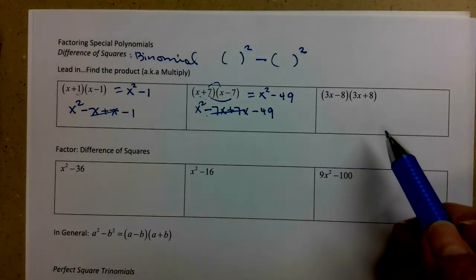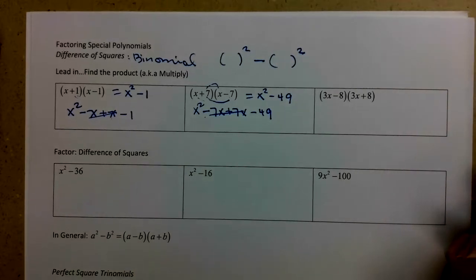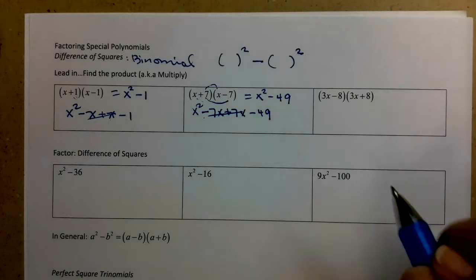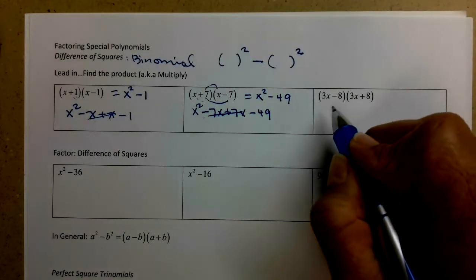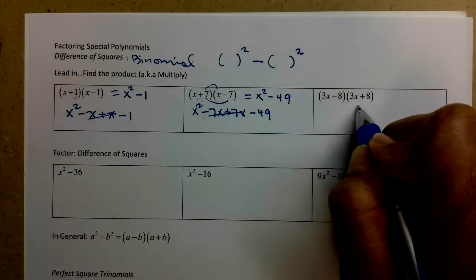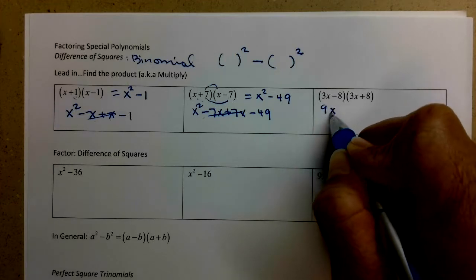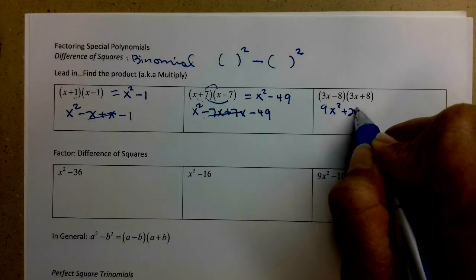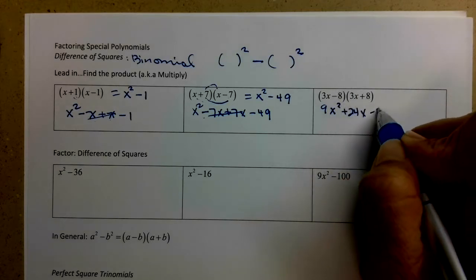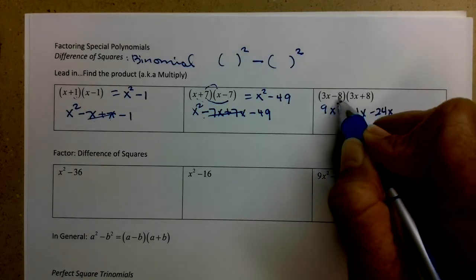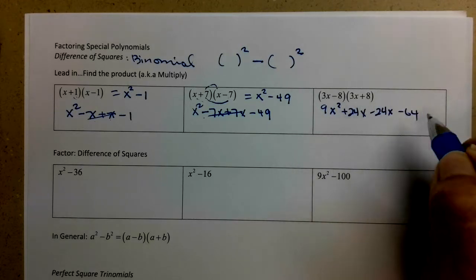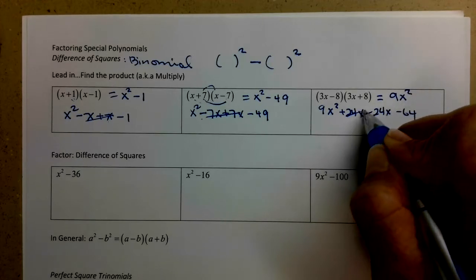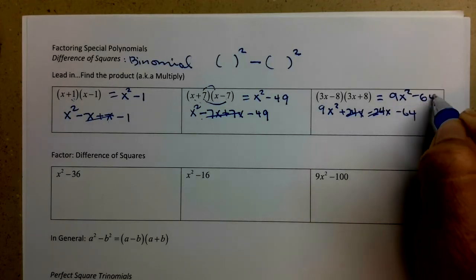Okay, so the next one. Do you want to try to do it without foiling? Do you see what's been happening? Okay, so I'm going to go ahead and FOIL, and then you can check. So 3x times 3x is 9x squared. Make sure you get the 9 there. Then we'll get a plus 24x, and then the minus 24x, just like they're supposed to, and then minus 64. So this product is 9x squared minus 64.